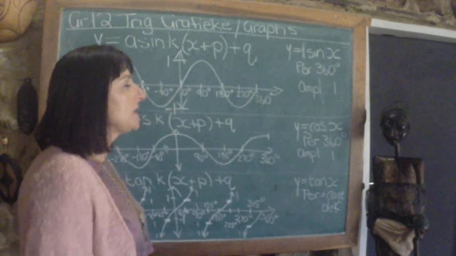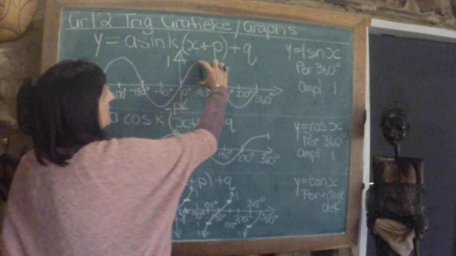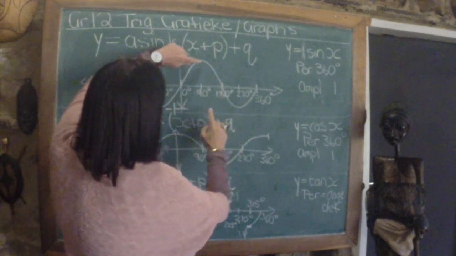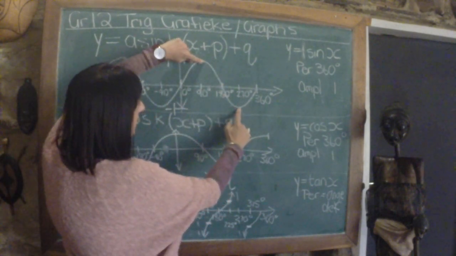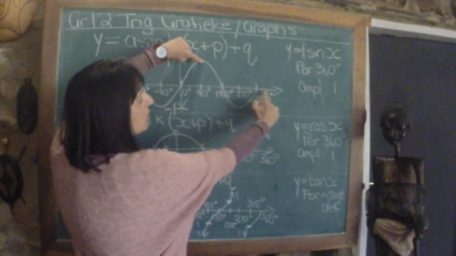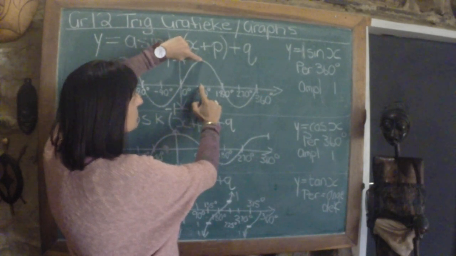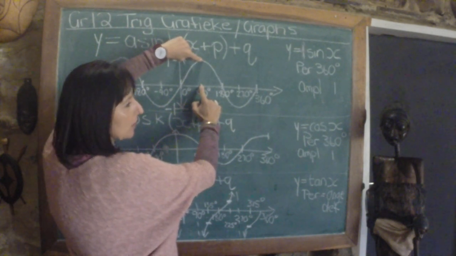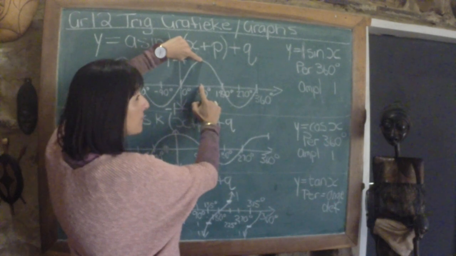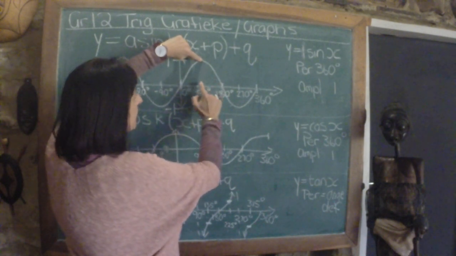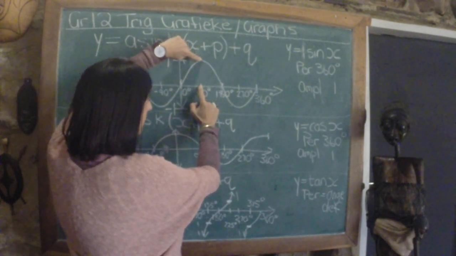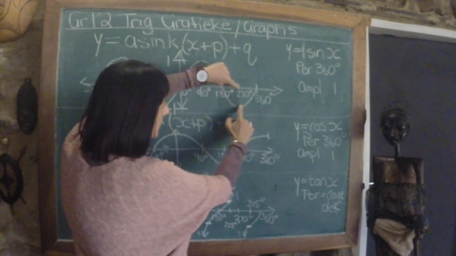Then my amplitude, the amplitude, that's that distance, not the distance from there to there, but the distance from the horizontal, in this case the x-axis, up to that point. The maximum or the minimum, not both. So from the horizontal up to there, or from the horizontal up to there.